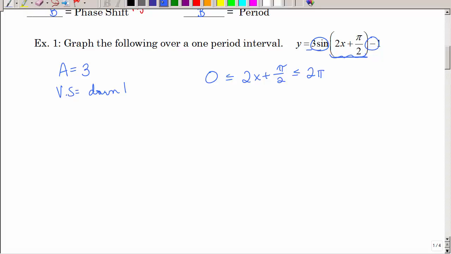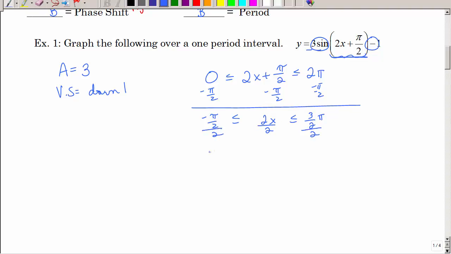At this point you want to solve for x, so I want to subtract pi over 2. So that's 4 pi, 4 over 2, 1 over 2, that would be 3/2 pi. Then I want to divide everything by that 2, or multiply by 1/2. What that tells me, solving for x, lets me know that I'm going to shift the graph to the left pi over 4, so that's my phase shift. And again, you could have gotten that from C divided by B.